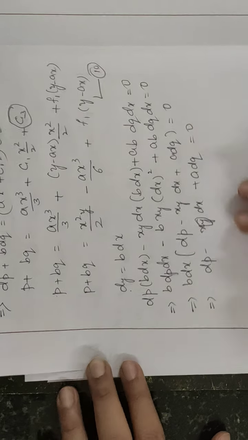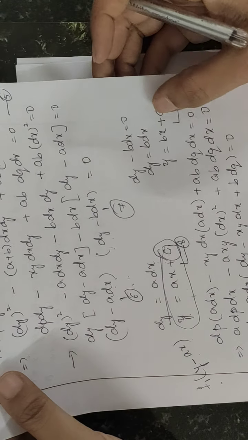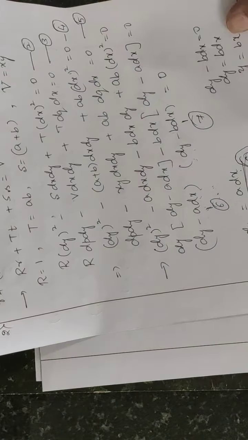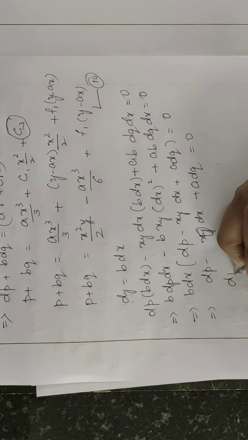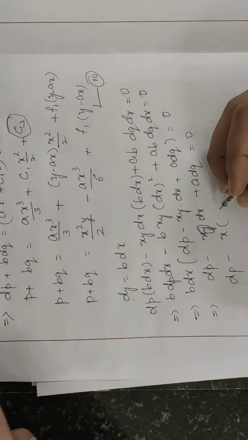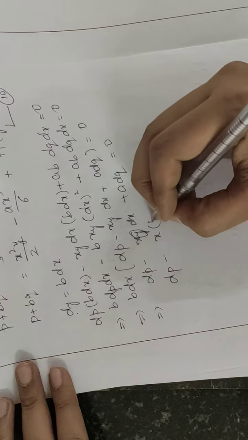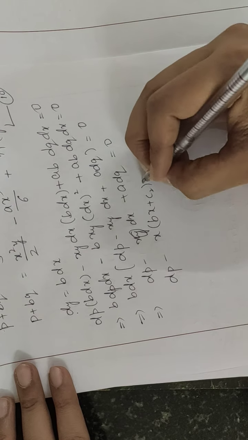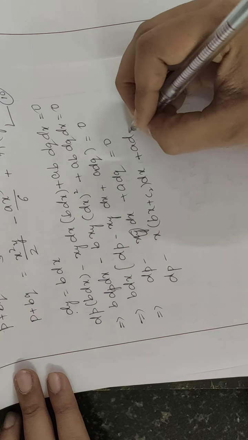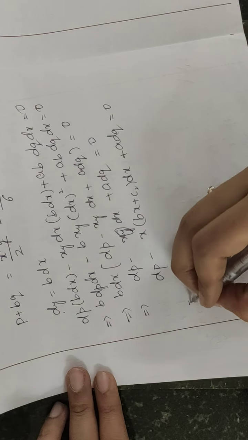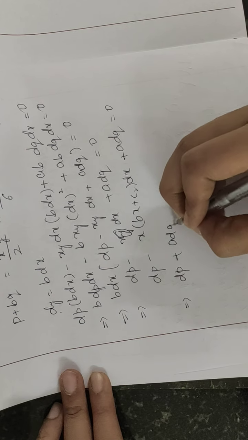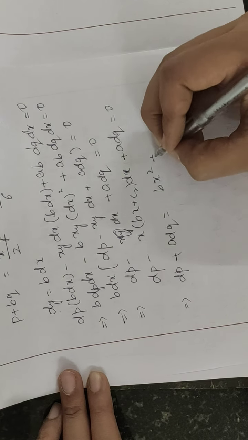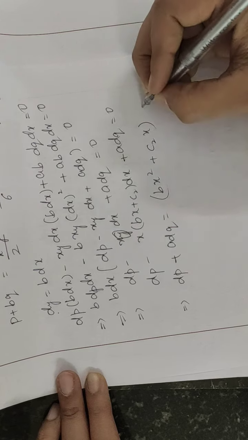So the value of y from your equation number 8 is bx + c2. So substitute this value here. You will get (dp − x(bx + c2)) dx + a dq is equal to 0. So this implies dp + a dq is equal to (bx² + c2x) dx.